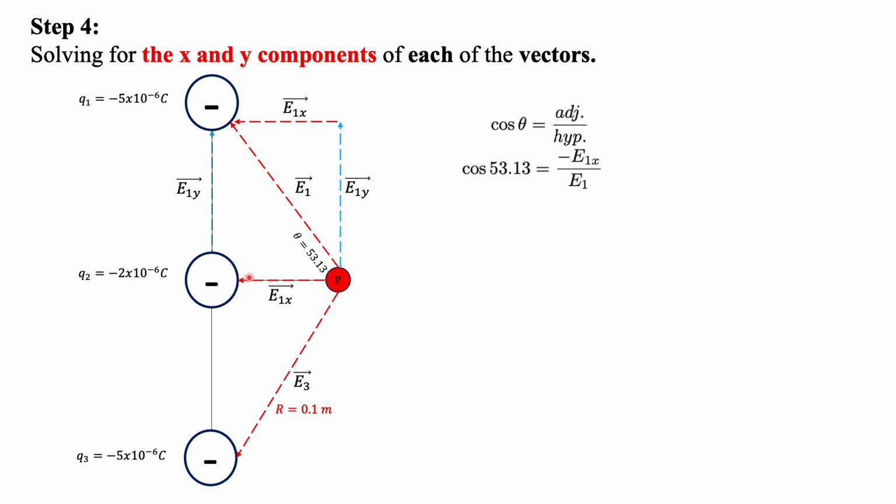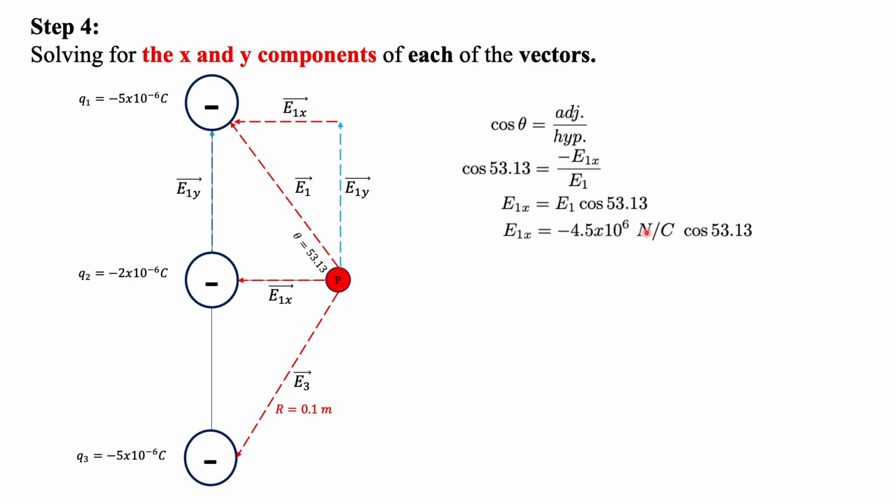So imagine you're creating another xy axis here, and you notice that your E1x is actually towards the negative end. So that is why you get negative E1x instead of simply E1x. Okay, I hope that is clear. So simply I'm looking for E1x, so I should get an expression of E1x is equal to negative E1 cosine 53.13 degrees. So when you substitute the values, you get negative 4.5 times 10 to the 6 newtons per coulomb.